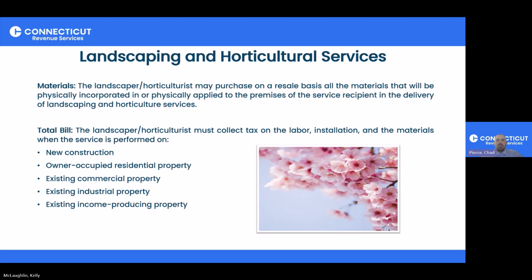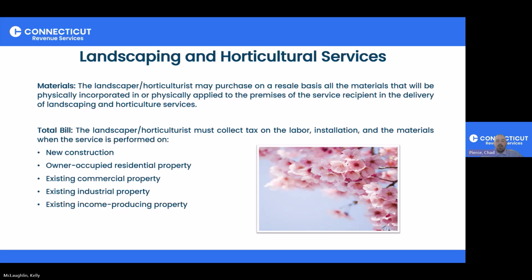So when you go to actually buy the materials, you can give a resale certificate where you will not pay tax when you purchase those materials. When you go and physically install those materials, such as, like I said, shrubs or edging and mulch, and you leave the job site and you leave those materials there, those can be bought on resale. Anything that you're taking away from the job wouldn't qualify to be purchased on resale, and you would have to pay the tax on those.